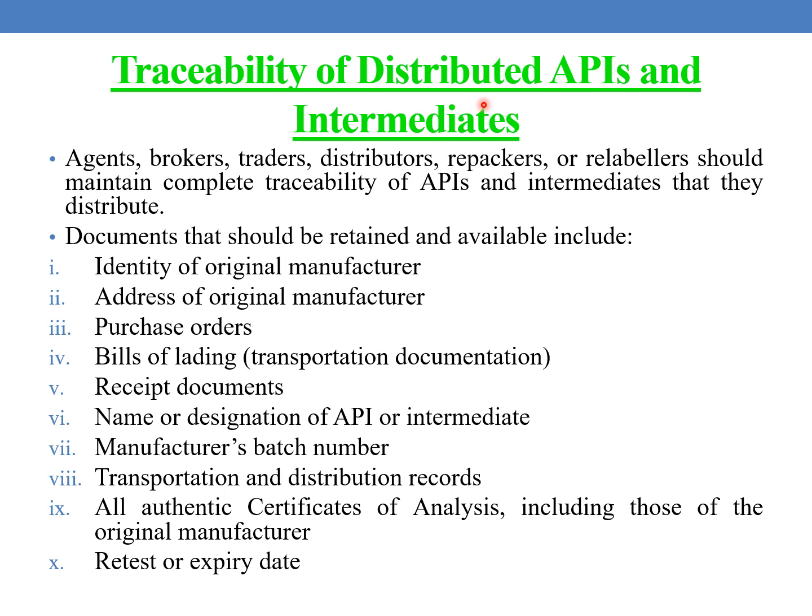Next is traceability of distributed APIs and intermediates. Agents, brokers, traders, distributors, repackers, or relabelers should maintain complete traceability of APIs and intermediates that they distribute. Documents that should be retained and available include identity of the original manufacturer, address of the original manufacturer, purchase orders, bills of lading, transportation documentation, receipt documents, name or designation of API or intermediate, manufacturer's batch number, transportation and distribution records, all authentic certificates of analysis, including those of original manufacturer, retest or expiry date.